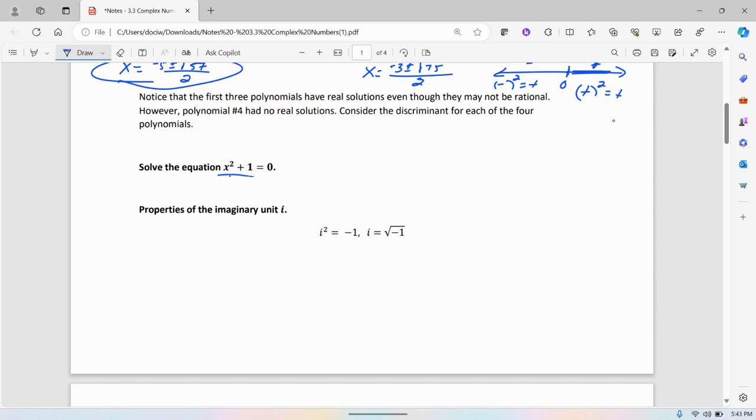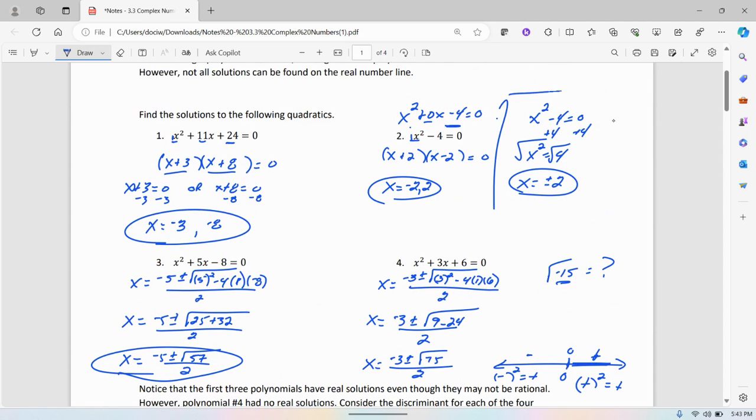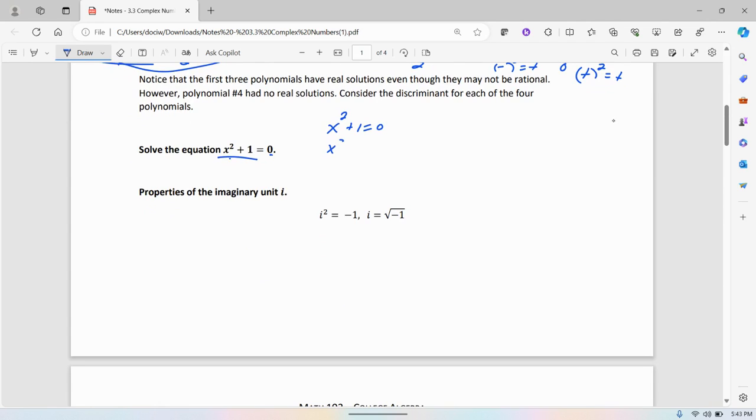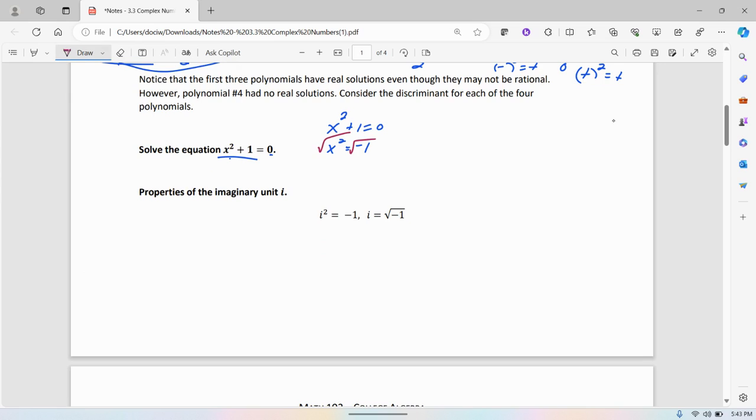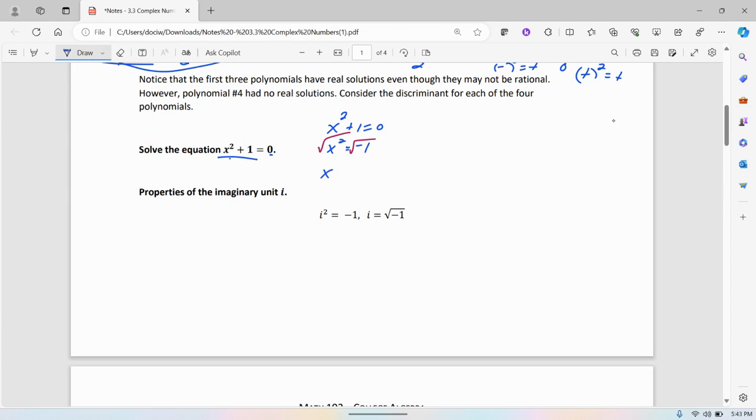Suppose I have the equation x squared plus 1 equals 0. If I solve this one, like I did number 2 up here, I'm going to subtract the 1 from both sides, and x squared equals -1. Then I'm going to use a different color. I'm going to take the square root of both sides. And so x will equal the positive or negative square root of -1.